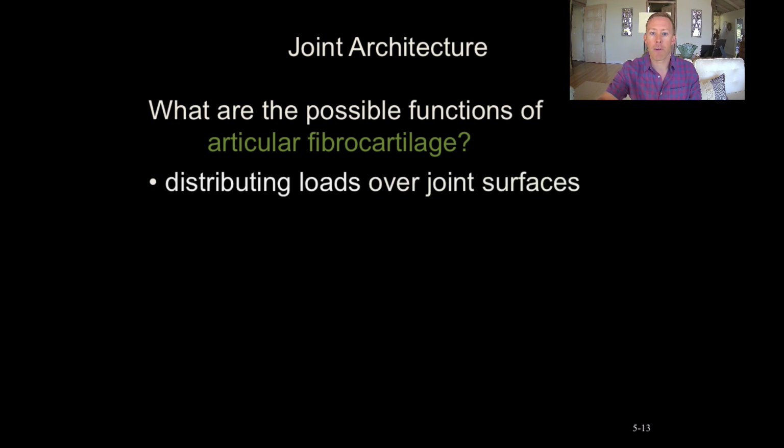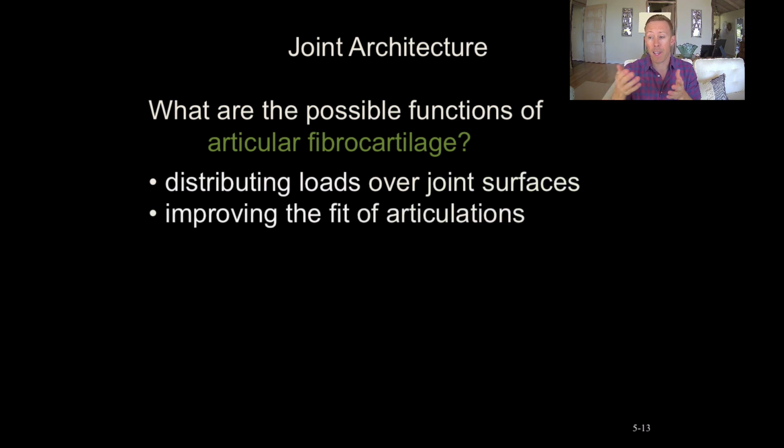Possible functions then of fibrocartilage: they help, again like regular cartilage, to distribute loads. If you think about the meniscus, that meniscus helps to spread load. If you tear your meniscus and you have to have a piece cut out, you have a lessened ability to spread load. So part of the reason we really want to, if you can, preserve that meniscus and not have it removed.